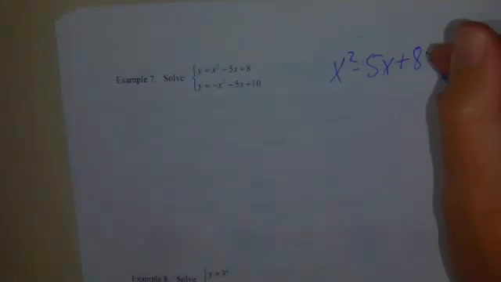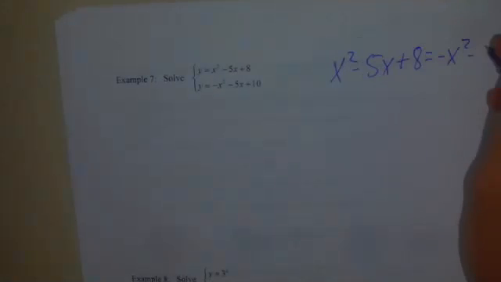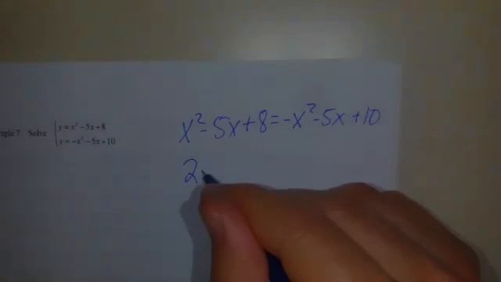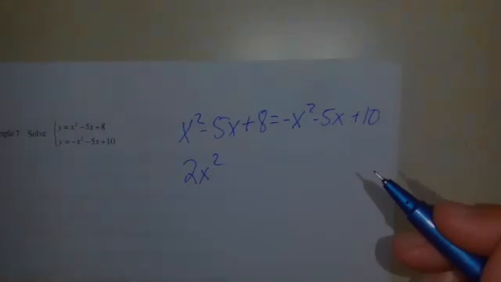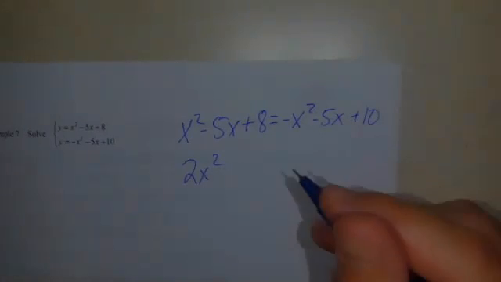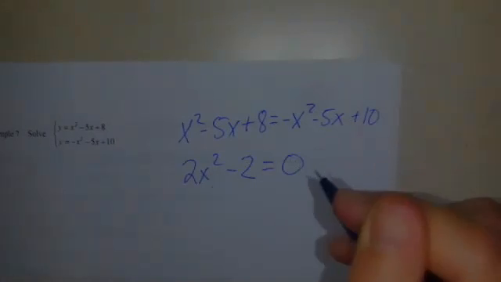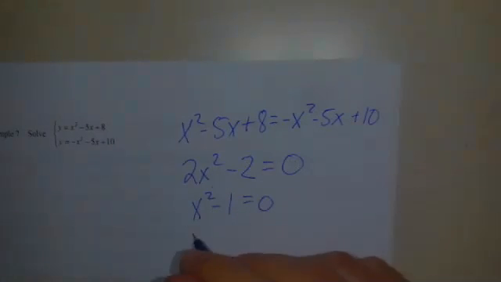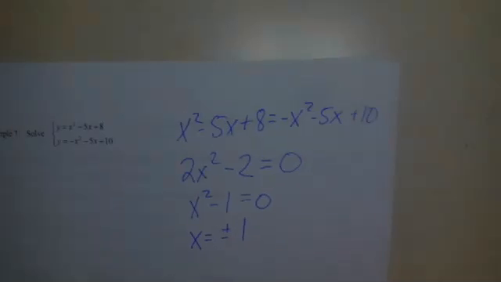y equals this, y equals that. Well, this equals that. And I get that x squared minus 5x plus 8 is equal to -x squared minus 5x plus 10. I get a 2x squared when I add x squared to both sides. When I add 5x to both sides, the 5x's go away. And when I subtract 10, I get a -2. This side now equals 0. Let's divide everything by 2. x squared minus 1 equals 0, x equals plus or minus 1.